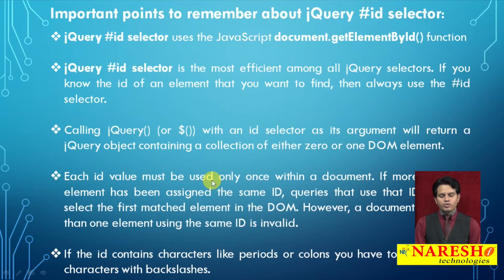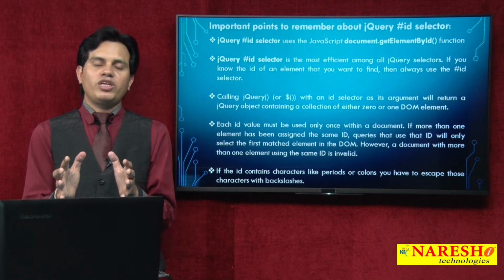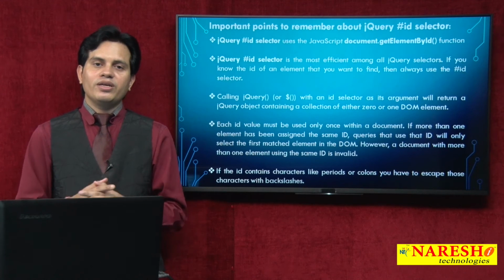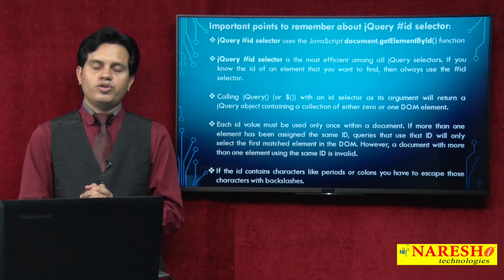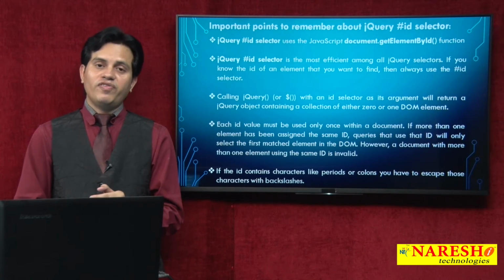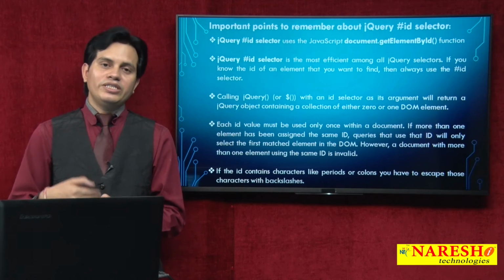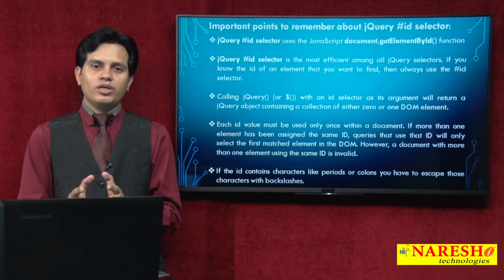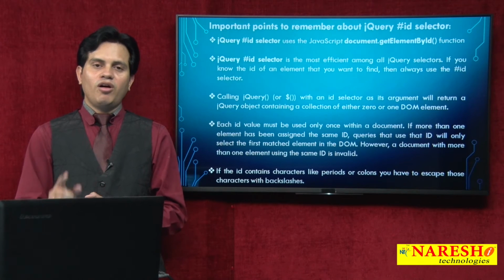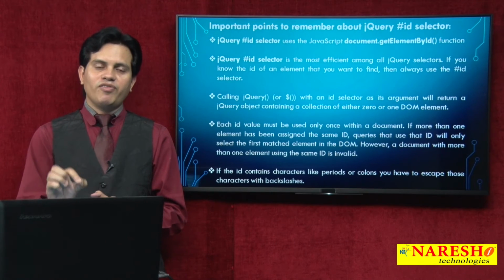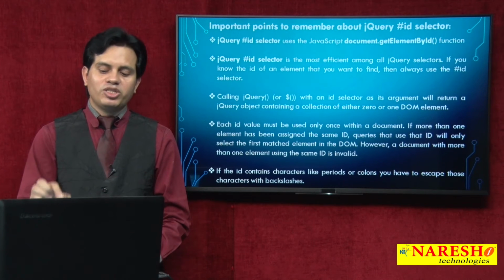Each ID value must be used only once within a document. If more than one element has been assigned the same ID, queries that use that ID will only select the first matched element in the DOM. So in your HTML document, if more than one element is defined with the same ID, which is not really good, you should define a unique ID. But if you have defined it either by mistake or intentionally, your jQuery selector with an ID attribute always selects the first matched element, not the second matched element.